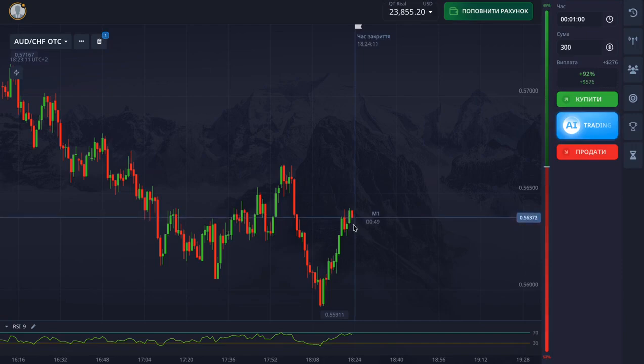Today we will look at one of the most popular indicators on the Pocket Option broker, the RSI indicator. Today we'll see what its success rate is. I'll teach you how to trade with it, and we'll see if you can make money with this indicator if you're a beginner.